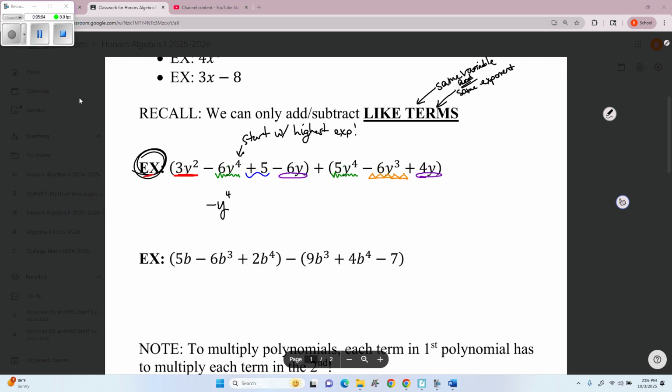Check, check. Next, going in descending order, we would go to our y cubed. There's only one of those, so we can just check that one off and leave it as is, minus 6y cubed. Then working our way down to the y squared. Again, there's only one, that's the one here identified in red. So a plus 3y squared.